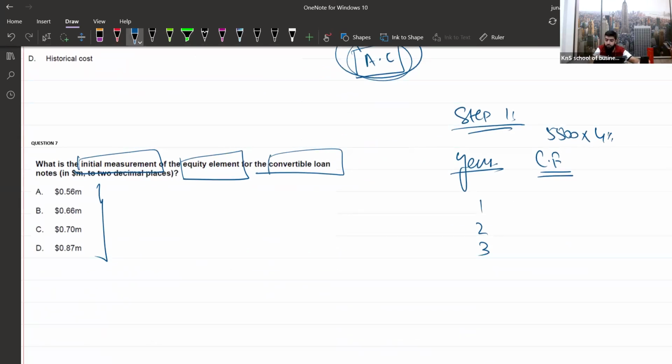So let's calculate the cash flow for year 1. 5,500 times 0.04 is 220. The second year is again 220. And in the third year, the last year, it is 220 plus 5,500, because the invested amount will be returned. That is 5,720.